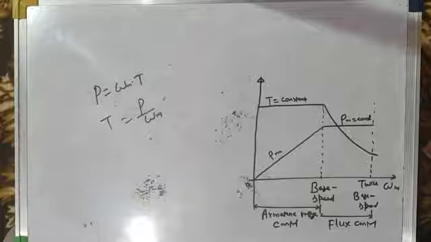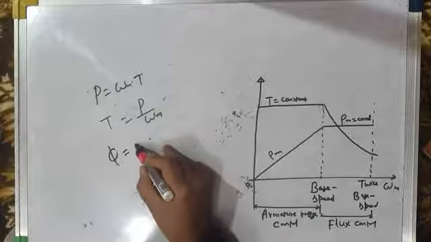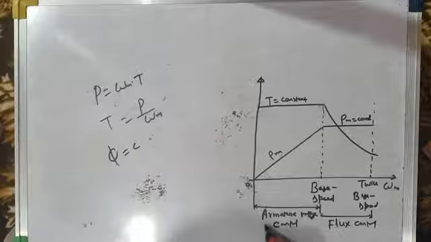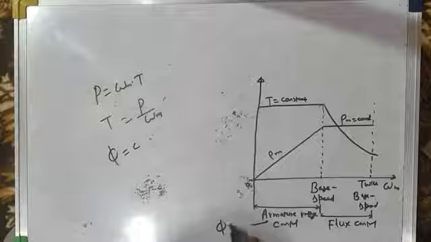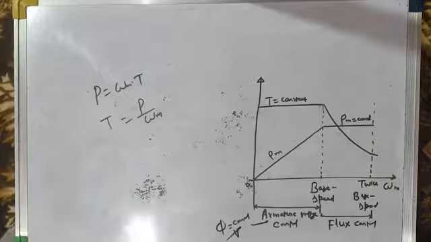In this armature voltage control method, what we do is that flux is kept constant. Well, what do we change? We change V. Otherwise, flux is constant. You have to maintain flux constant, and flux should be at rated value.